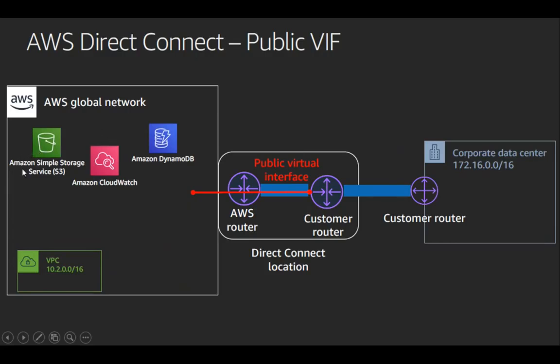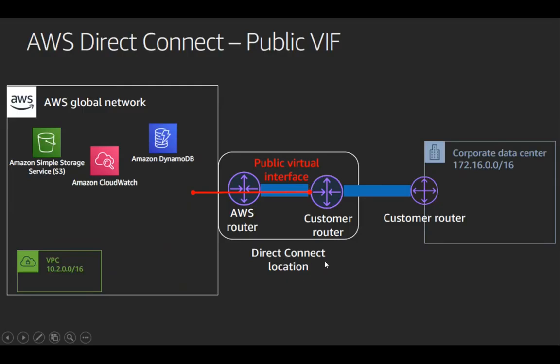It will not have a private IP. You cannot access S3 by private IP. You need to access it with the help of an endpoint, public endpoint, right? So for that, we would need a public virtual interface. So the diagram would be pretty much the same.